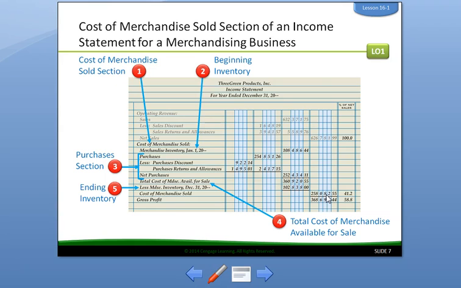So that would be your cost of merchandise sold, which would be totaled here. And then your gross profit would be your total operating revenue, which is right here, less the cost of merchandise sold. So $626,000 minus $258,000 would be your gross profit.